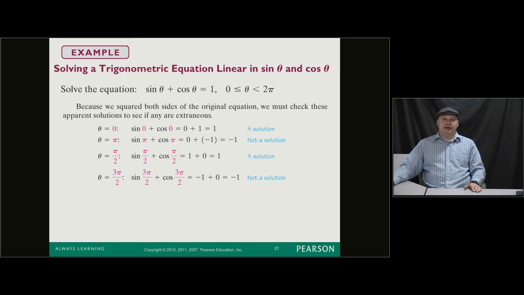Now put pi over 2 in. Sine of pi over 2 plus cosine of pi over 2: sine of pi over 2 is 1, cosine of pi over 2 is 0, and 1 plus 0 is 1, so that is a solution. Now 3 pi over 2, it doesn't appear it's going to work. So the values theta equals pi and theta equals 3 pi over 2 are extraneous, so we throw those away. And the solution set is 0 and pi over 2.